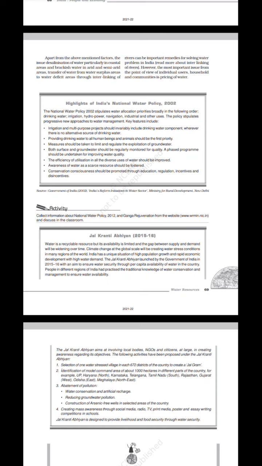Measures should be taken to limit and regulate the exploitation of groundwater. Both surface and groundwater should be regularly monitored for quality. A phased program should be undertaken for improving water quality. The efficiency of utilization in all the diverse uses of water should be improved. Awareness of water as a scarce resource should be fostered. Conservation consciousness should be promoted through education, regulation, incentives, and disincentives. Source: Government of India 2002, India's Reform Initiatives in Water Sector, Ministry for Rural Development, New Delhi.